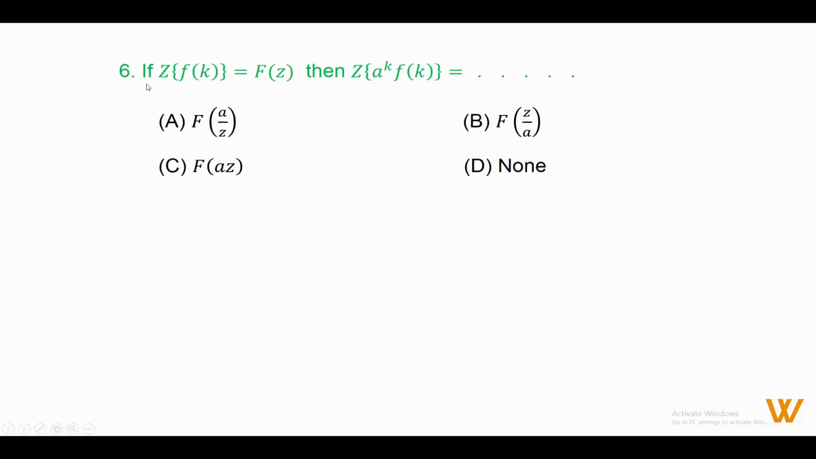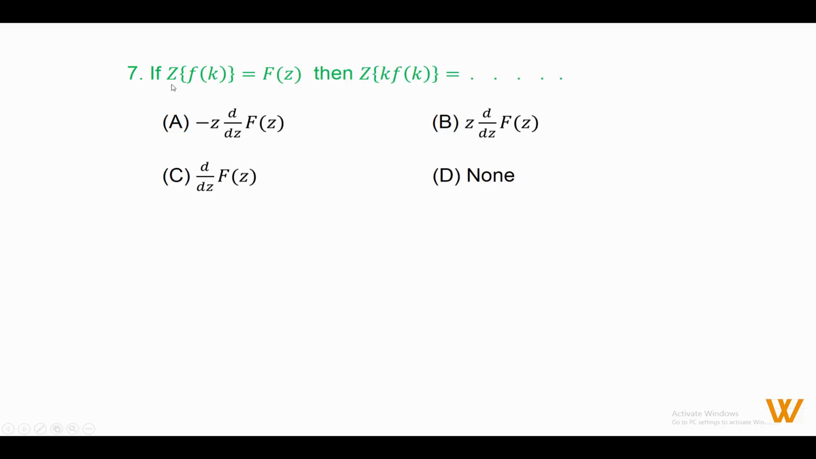Next, number 6. If Z transform of f of k equal to capital F of z, then Z transform of a raised to k into f of k is equal to dash dash dash. Means instead of only function f of k, here multiply f of k by a raised to k, so Z transform of a raised to k f of k. Answer is option B, F of z upon a.